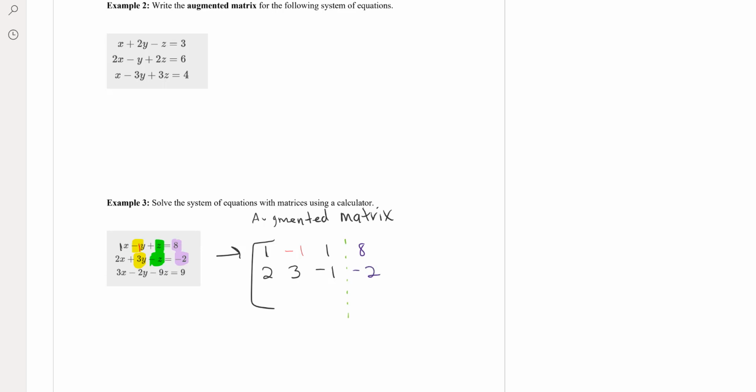Now, I'm going to be looking at my row 3. For my row 3, I see my leading coefficient here is going to be a 3. The next one, the coefficient of y, is going to be a -2. The coefficient of z is going to be a -9. And you can see that this entire row is going to be equal to 9.